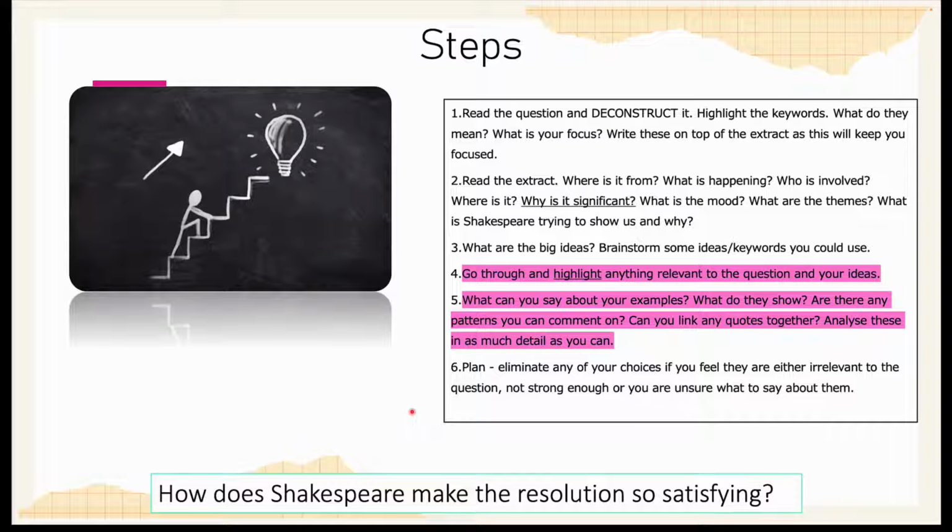Now we're going to go through and highlight anything that is relevant to not only the question, but now the ideas that we've just brainstormed. And as you're doing that, you can be thinking, okay, so I'm highlighting this. I do think it links to authority. I do think it links to love or magic and reality. And as you're highlighting it, in your head, you're just thinking, right, but what would I say about it? And that will also help you with number 6, which we'll think about in a second, which is which ones are actually going to be useful to you.